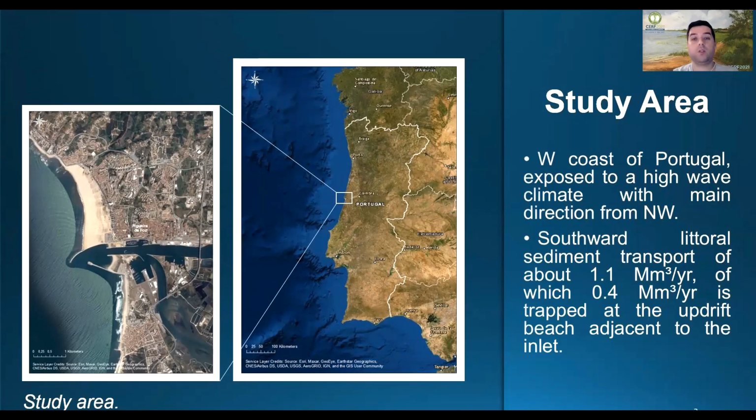Our study area is located on the western coast of Portugal and is exposed to a high wave climate with main direction from the northwest. This induces southward littoral sediment transport of about 1.1 million cubic meters per year, of which 0.4 million cubic meters per year is trapped at the updrift beach adjacent to the inlet.